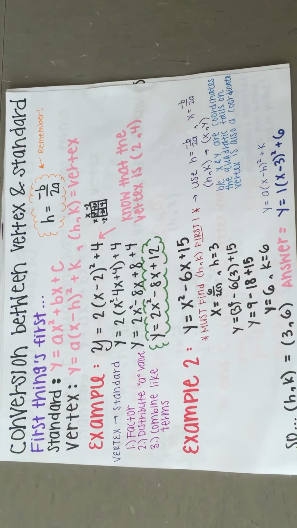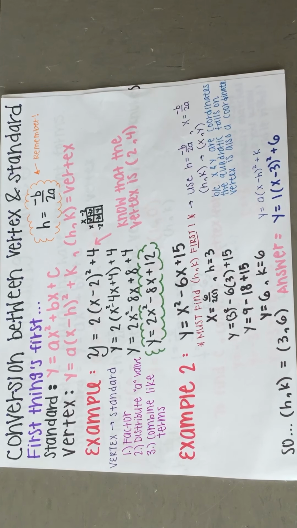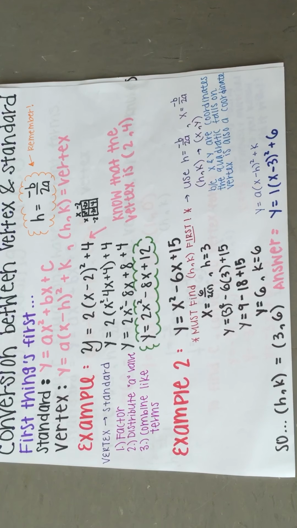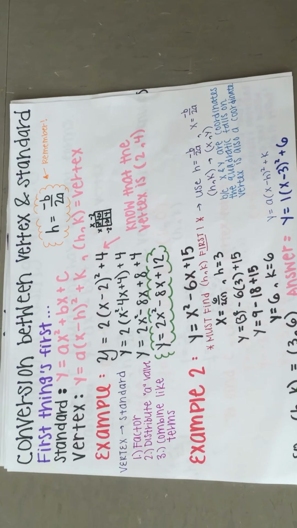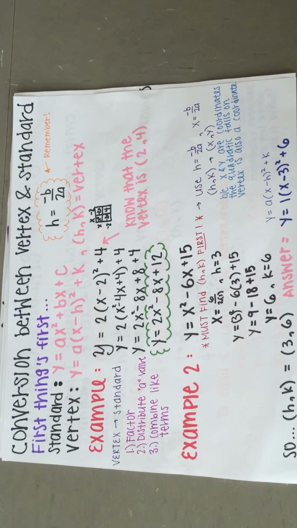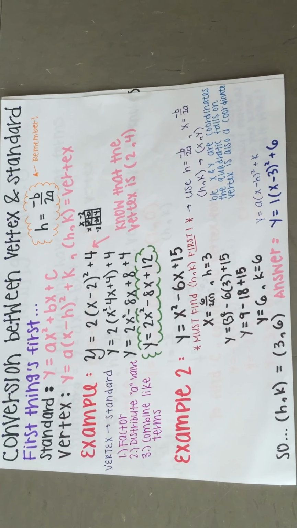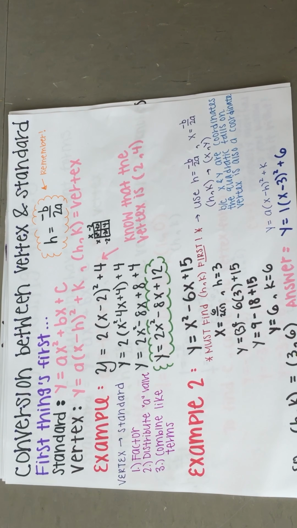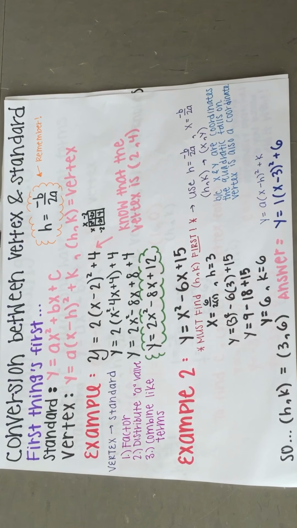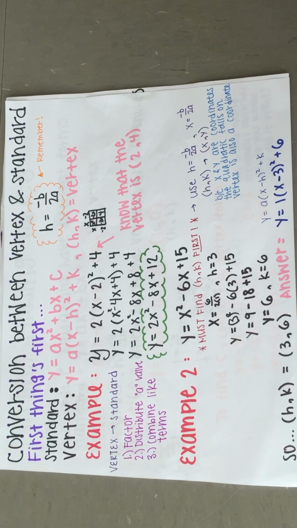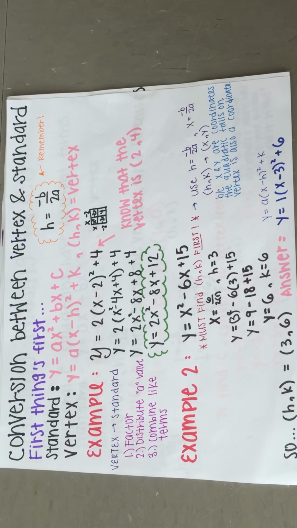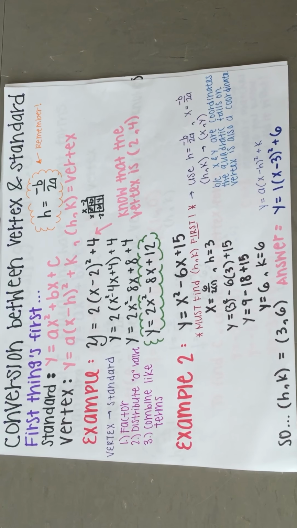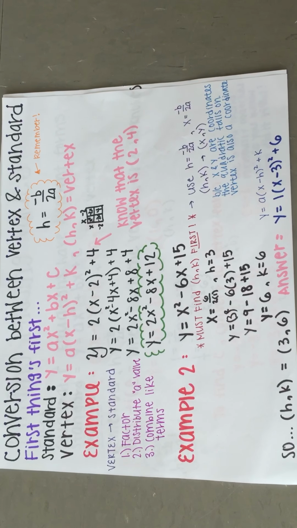Conversion between vertex and standard form. First things first, standard form is y equals ax squared plus bx plus c. Vertex form is y equals a times x minus h squared plus k, where h, k is the vertex. Example, if you're given the function y equals 2 times x minus 2 squared plus 4, you first know the vertex is 2, 4. You have to factor the polynomial and then distribute the a value, and then you combine like terms. So your final answer would be y equals 2x squared minus 8x plus 12.